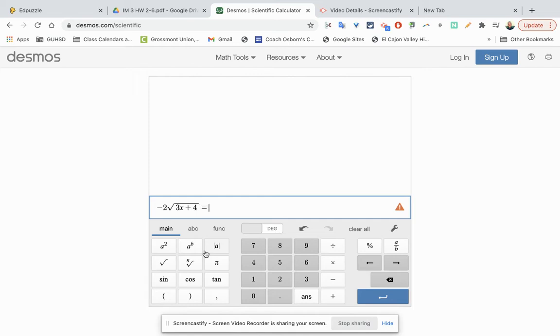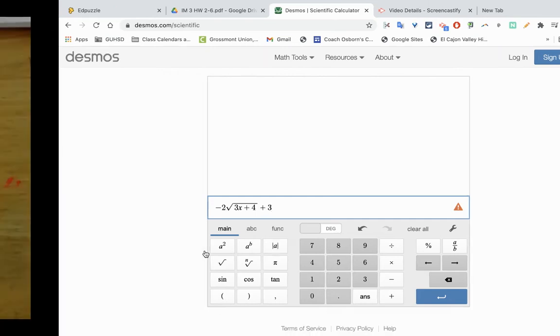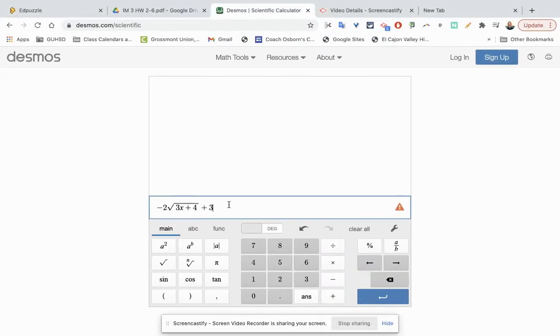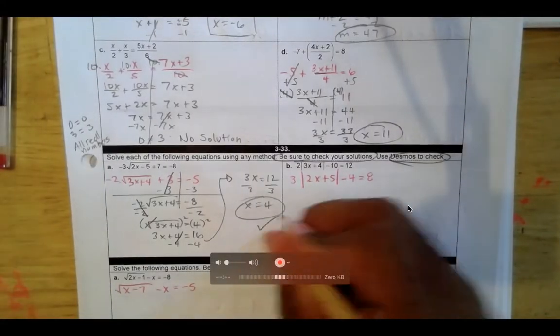Plus 3. Now remember I said that this is equal to -5. So after I plug it in, this should all equal -5. I'm going to plug in parentheses 4, close the parentheses, and you see that it equals -5. So we're good. That's a good solution.